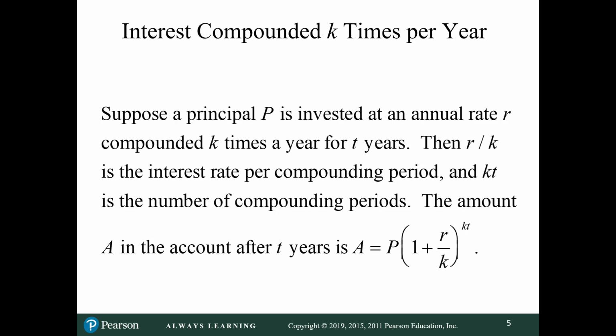Now, if it's compounded more than once a year, then you use this formula. And K is the number of times it's compounded per year.